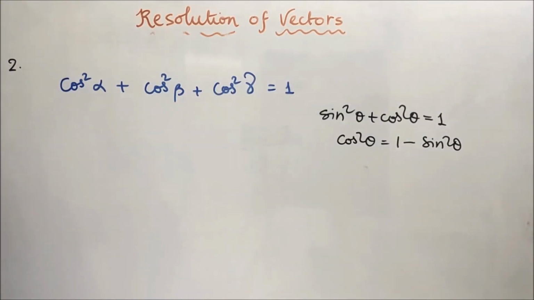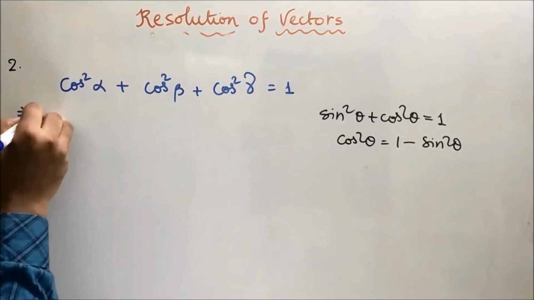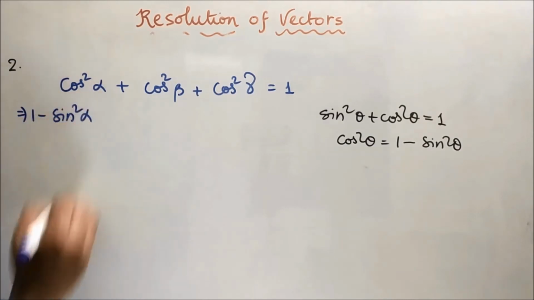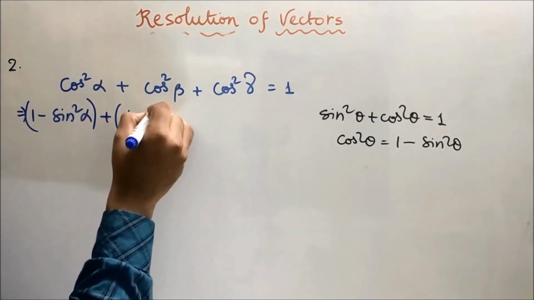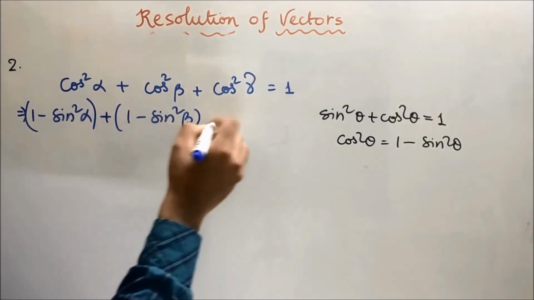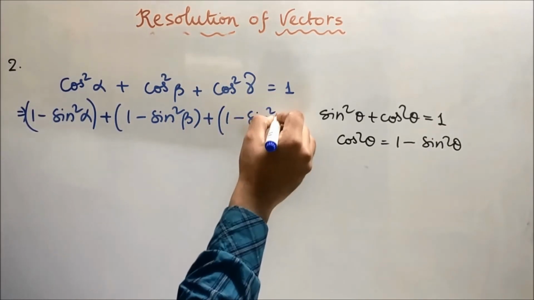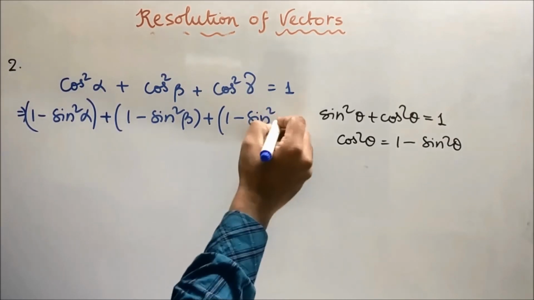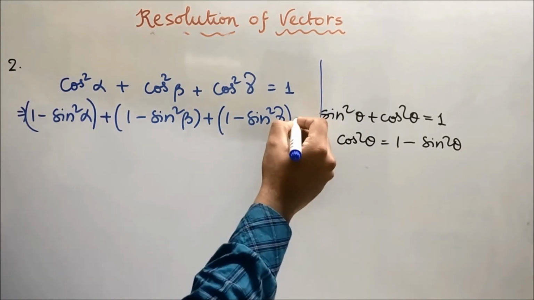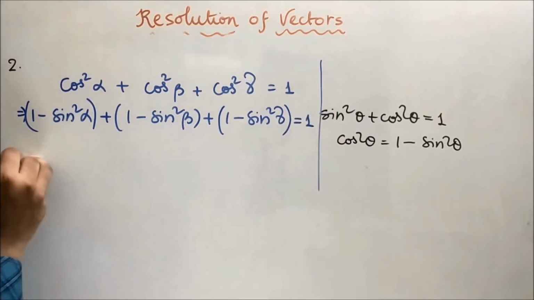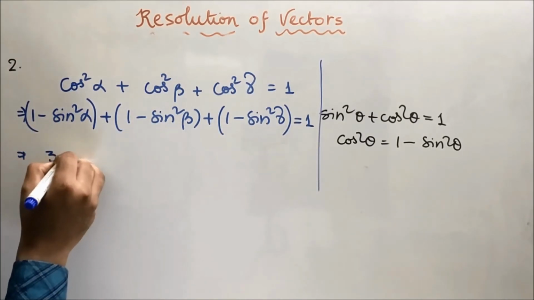I'm going to write cos square alpha is equal to 1 minus sine square alpha. Cos square beta, I am going to write it as 1 minus sine square beta. And cos square gamma, I am going to write it as 1 minus sine square gamma. And how much is the sum? 1. So see here, 1, 1, 1. How many ones? 3 ones.